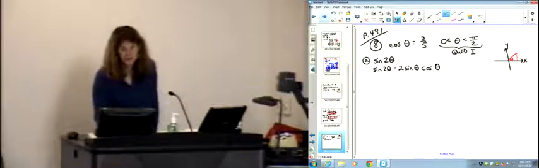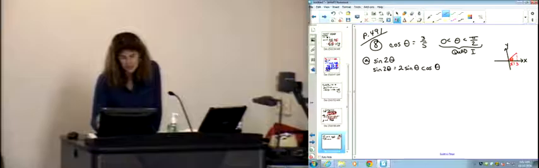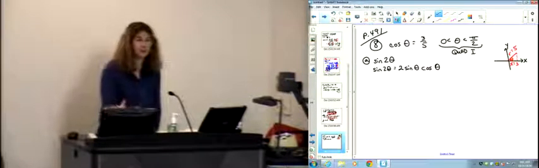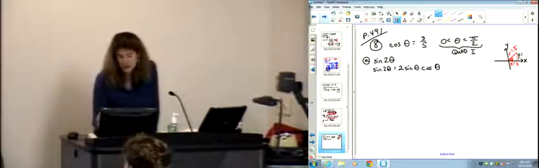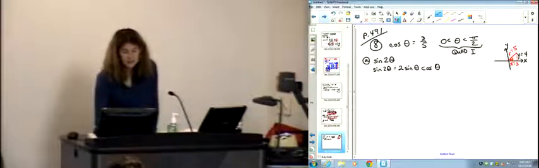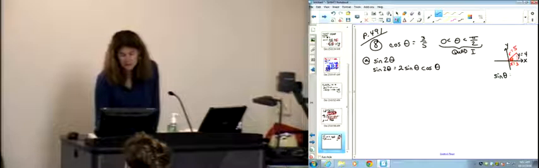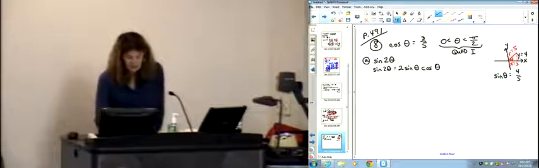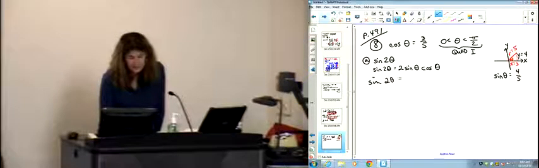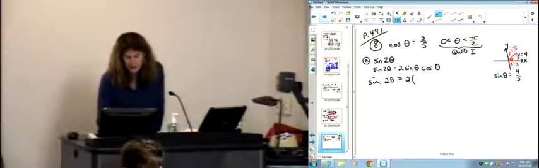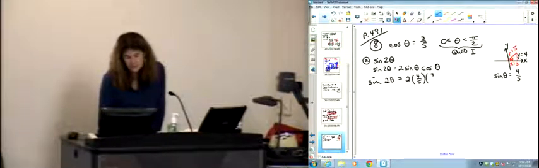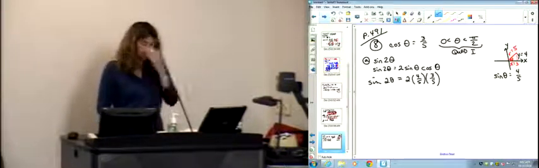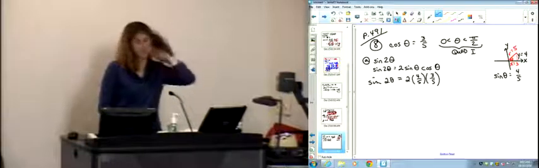We know the cosine of theta is 3/5, so that tells me x is 3, r is 5. And that also tells me then that this is that 3, 4, 5 right triangle, so y has to be 4. Telling me also then that the sine of theta must be 4/5. So I have then the sine of 2 theta is equal to 2 times 4/5 times 3/5.